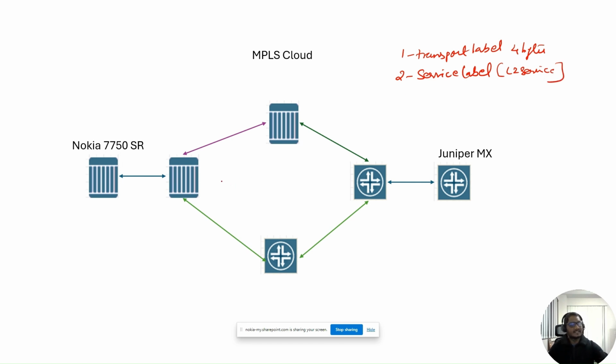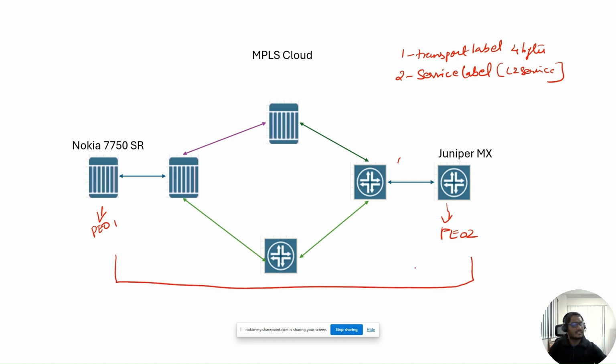The L2 service, L2 circuit or Epipe configuration, will be done on this router PE01 and on PE02. The traffic will be forwarded between these two routers, and what we'll have is the transport label, next the service label, and then the IP packet. This is how the traffic will be forwarded from one PE to another PE.